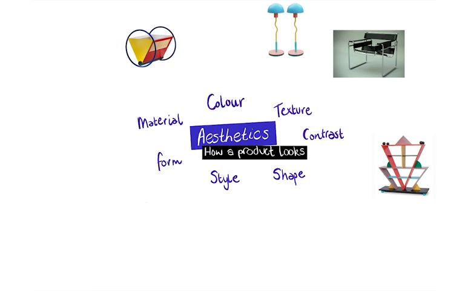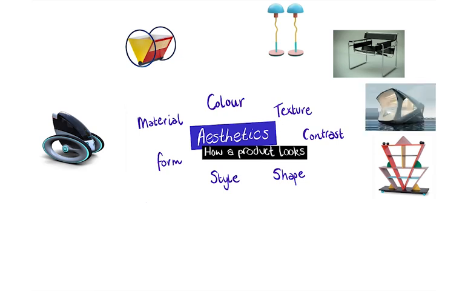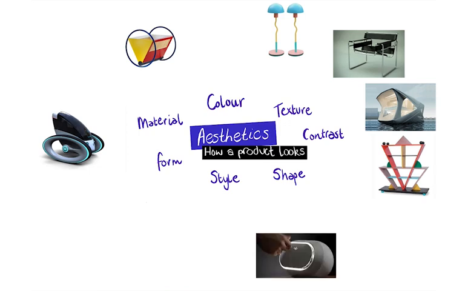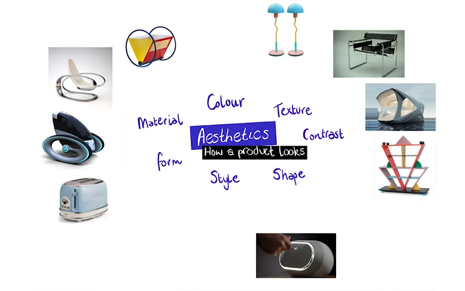So if we are to take these terms one at a time, colour is simply which colours are used within the product. Are they bright colours, silvery colours, blacks and whites and so on? Perhaps even primary colours. These would definitely give our product a certain feel. Do we see any particular textures used within the products themselves? Or is the product very smooth or rough or rubberized parts, for example?